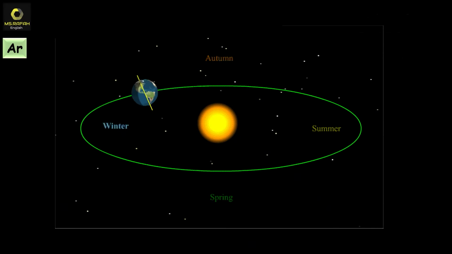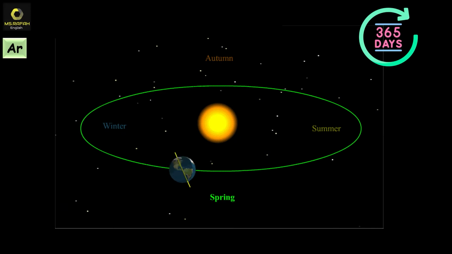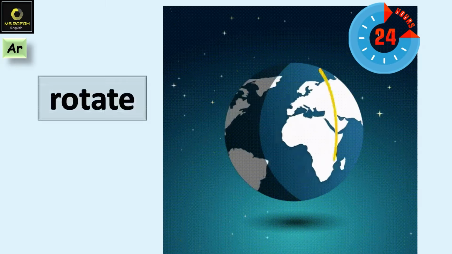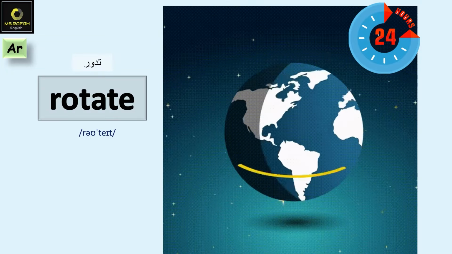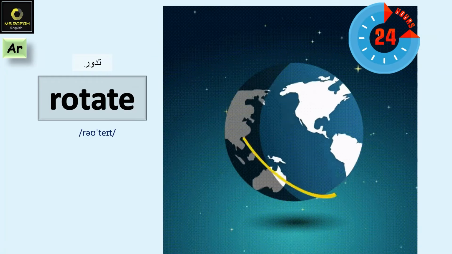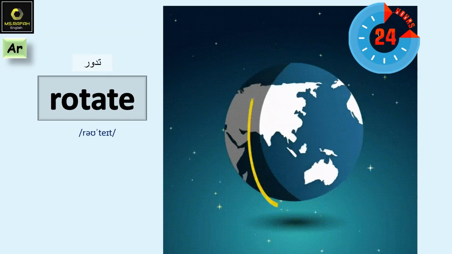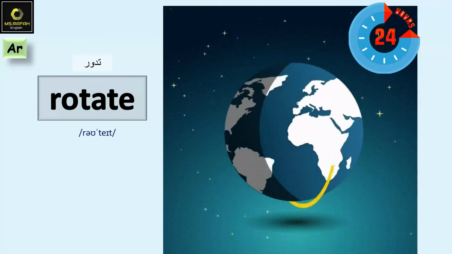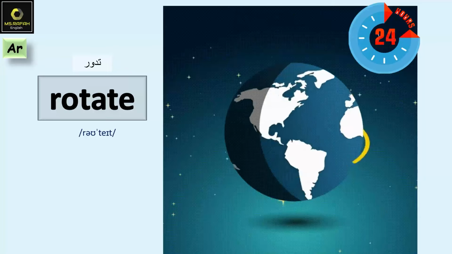The Earth takes 365 days to go around the Sun. This is how we have the 4 seasons. The Earth rotates around itself. Rotate. It takes 24 hours to have a full round. This is why we have day and night.